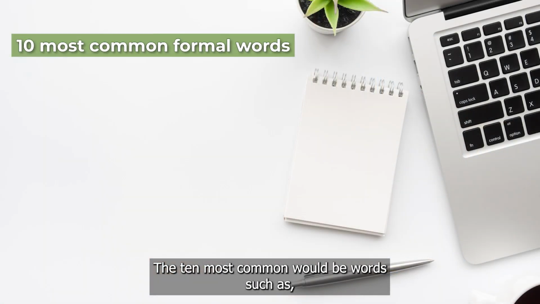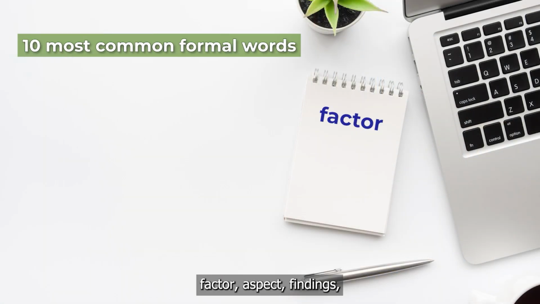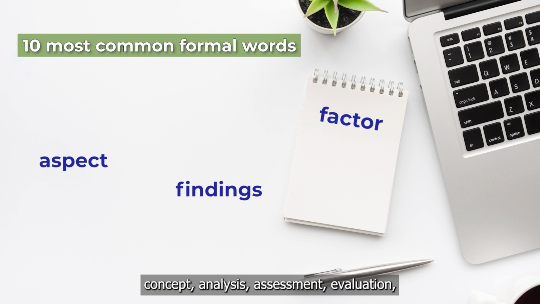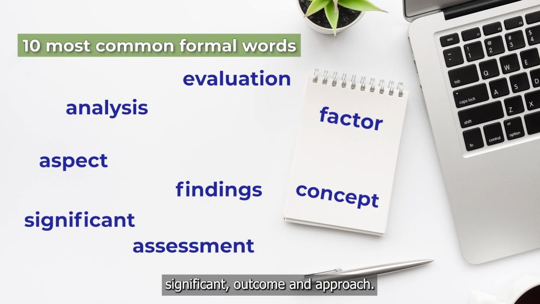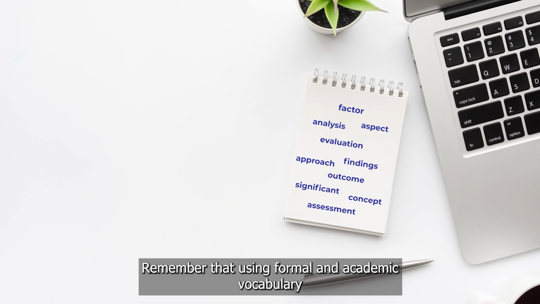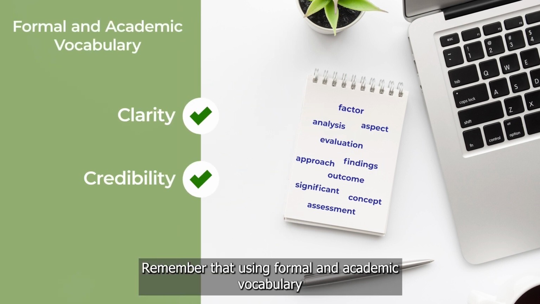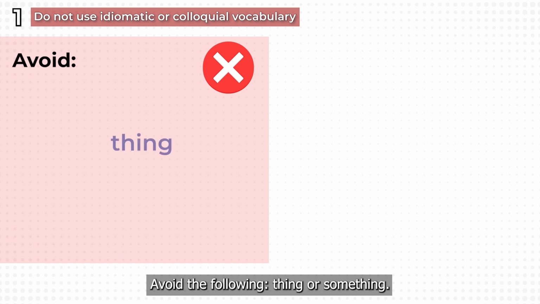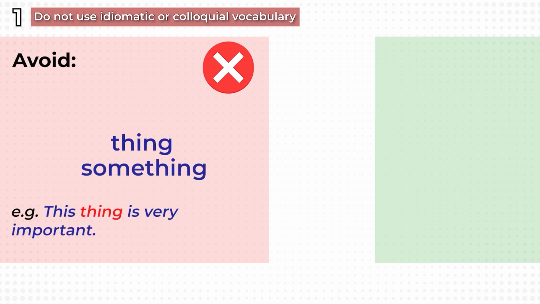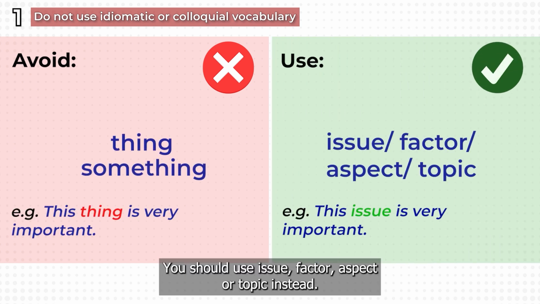The 10 most common would be words such as factor, aspect, findings, concept, analysis, assessment, evaluation, significant, outcome, and approach. Remember that using formal and academic vocabulary can enhance the clarity and credibility of your writing. Avoid the following: thing or something. You should use issue, factor, aspect, or topic instead.